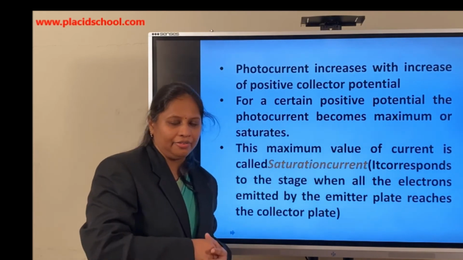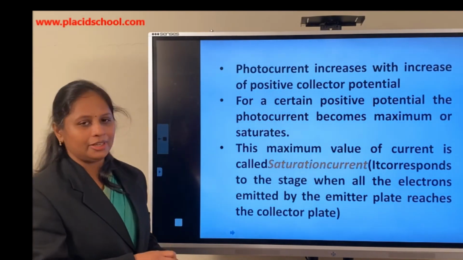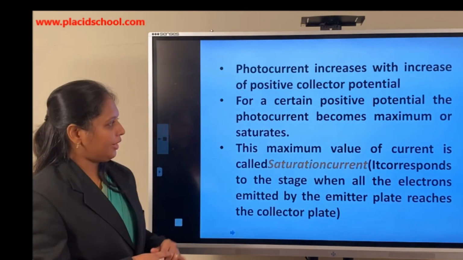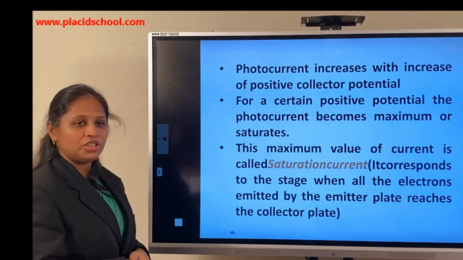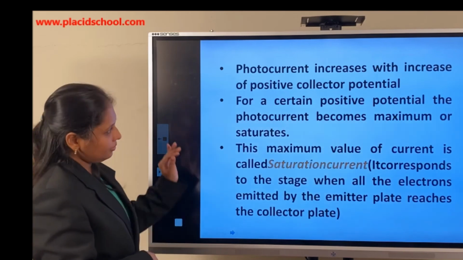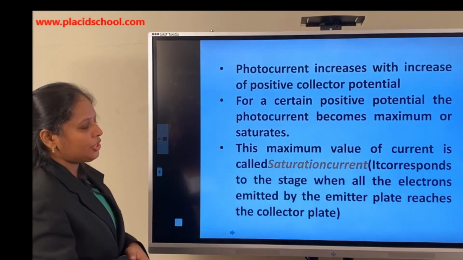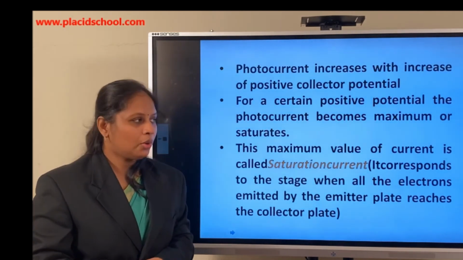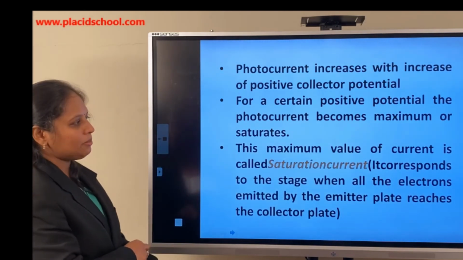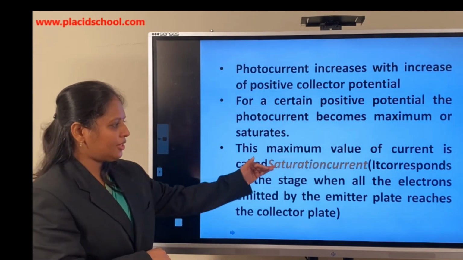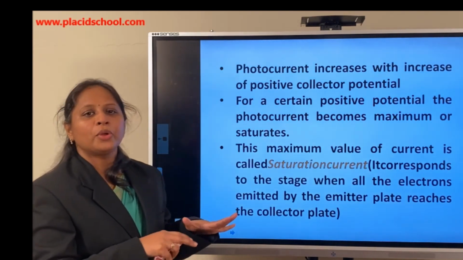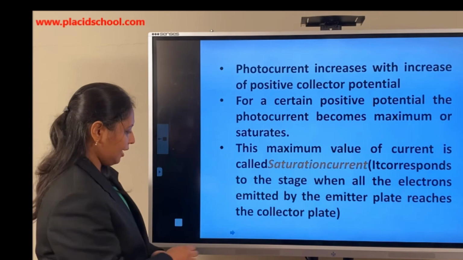From this graph, the variation of photocurrent with the collector plate potential, we have seen that photocurrent increases with increase of positive collector potential, and for a certain positive potential the photocurrent becomes maximum or saturates, and this maximum value of current is called saturation current. So what is the significance of that saturation current? That means all the photoelectrons have reached the collector.